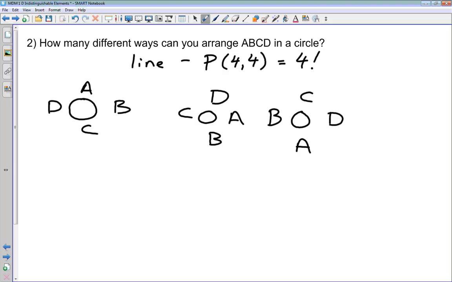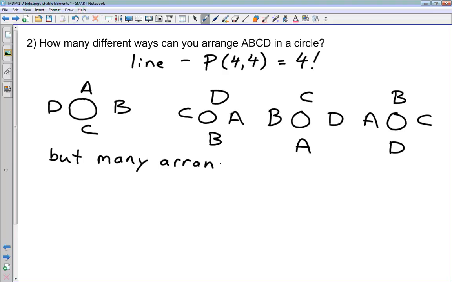arrangement, which is again exactly the same. B is still in between C and A, C is still in between B and D, and so on. And if I turn it one more time, I get D, A, B, C, kind of like that. So we've got 4 arrangements here that are actually identical to each other. So let's just say that many of these arrangements are the same.